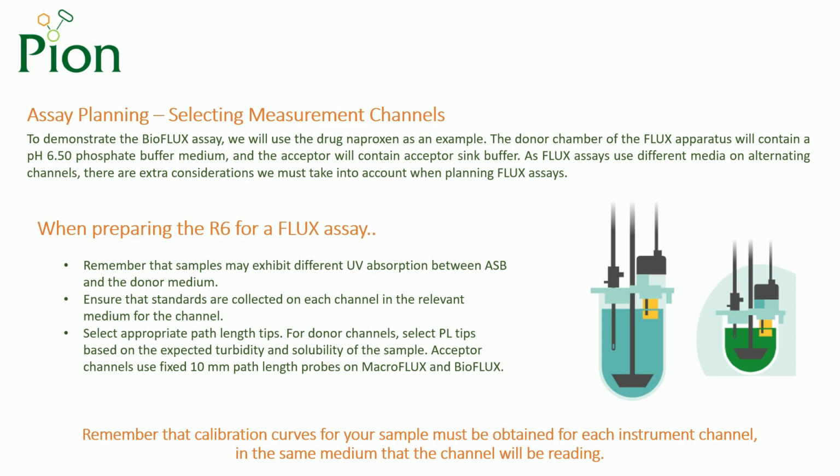Further to just the potential differences arising from altering the media, other considerations should be made for the expected level of solubility and turbidity in the donor media. This will inform what path length will be used on each channel's dip probe. For samples where you expect a high solubility or high turbidity, a smaller path length may be appropriate for the donor side, either to reduce the level of detector saturation due to the quantity of sample dissolving, or alternatively, to minimize the influence of turbidity from suspended solids in the medium.